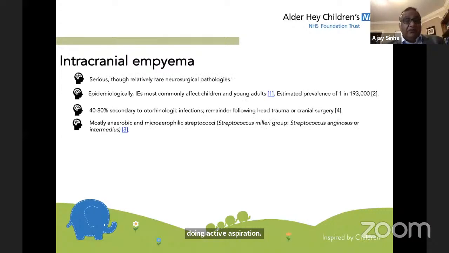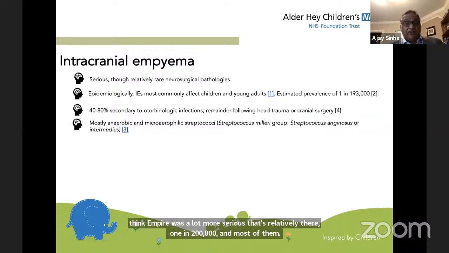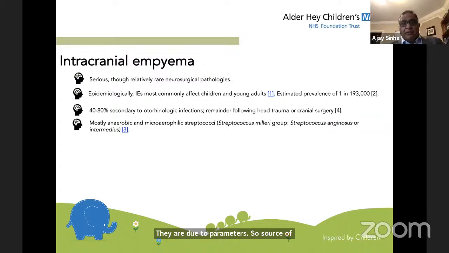Intracranial empyemas are much more serious. And I think if you have to choose between the two, perhaps abscesses leave behind a lot of scarring in the brain, but in terms of risks and complications, I think empyemas are a lot more serious. They're relatively rare, 1 in 200,000, and most of them are due to a parameningeal source of infection. The general bugs in our practice are Streptococcus milleri and Streptococcus intermedius. They are the 2 common ones we see in our practice, and in the last few cases we have dealt with.